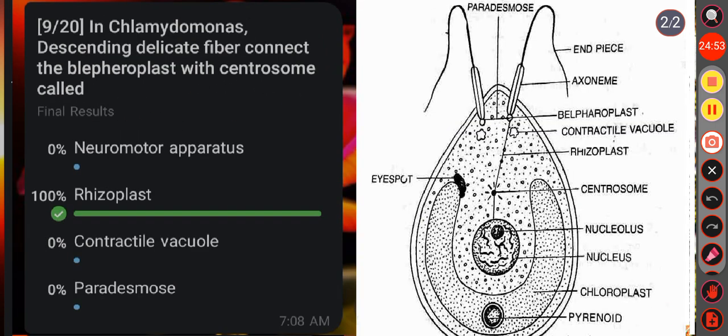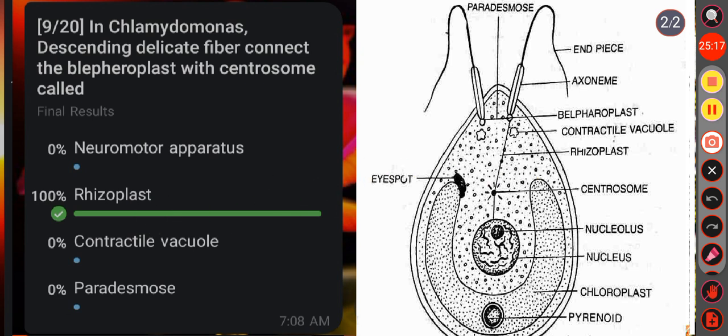Then next question. In Chlamydomonas, the descending delicate fiber connecting the blepharoplast with the centrosome is called option A. Neuromotor apparatus, option B. Rhizoplast, option C. Contractile vacuole, option D. Paradesmos. Here the correct answer is option B, that is rhizoplast.